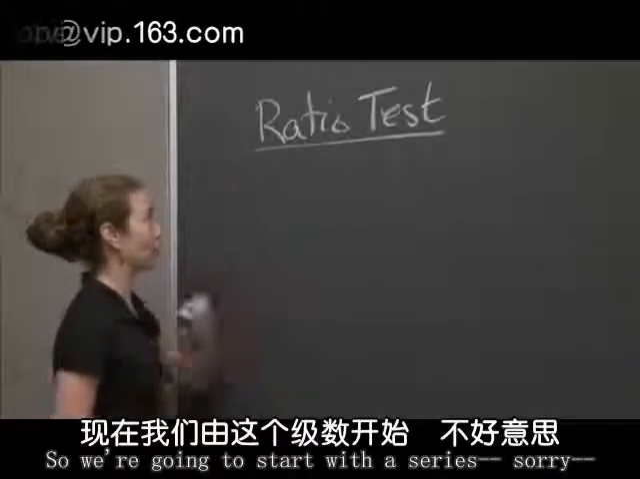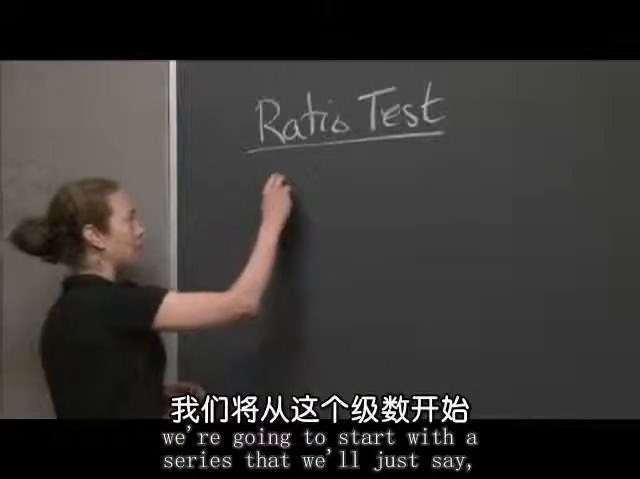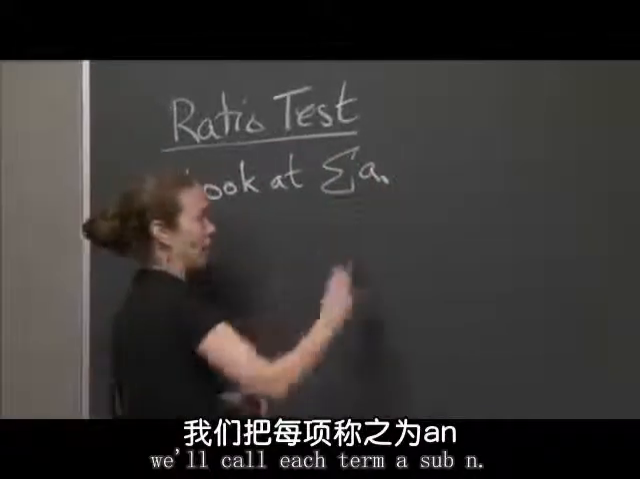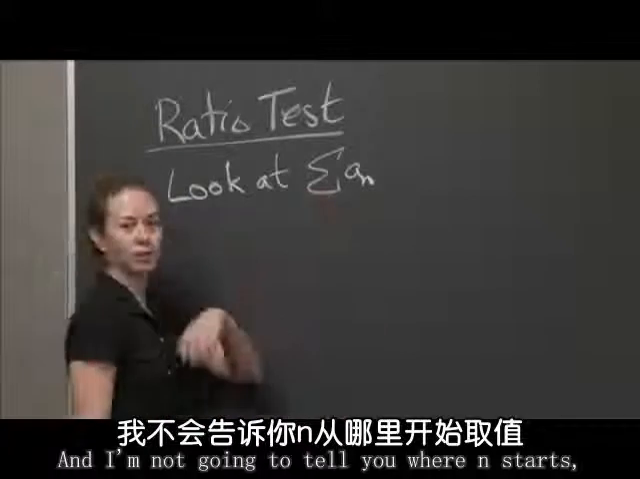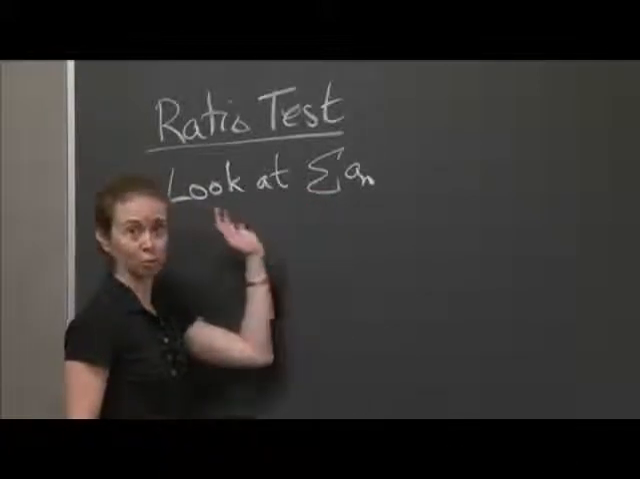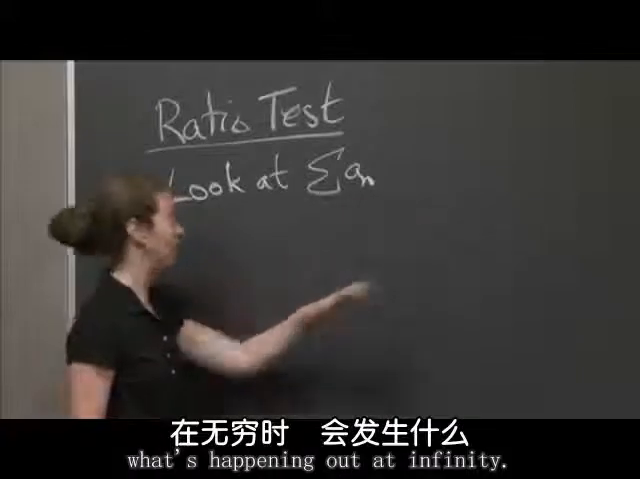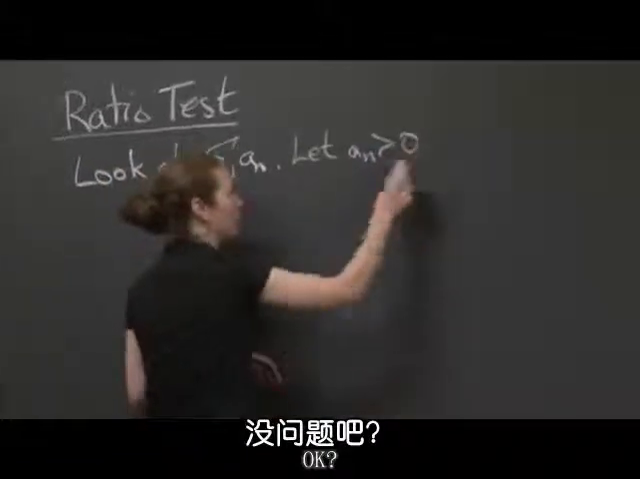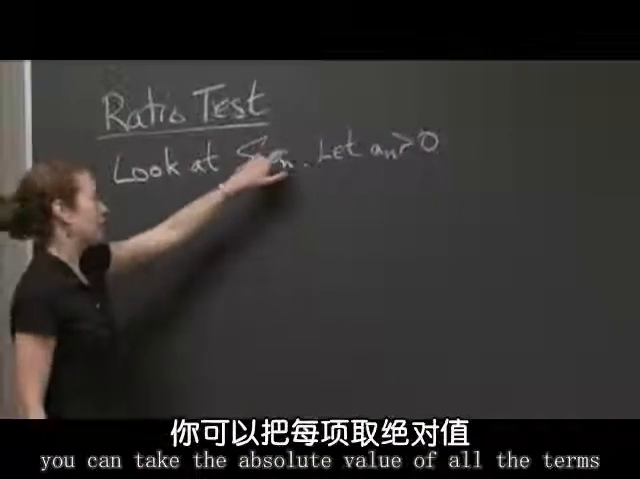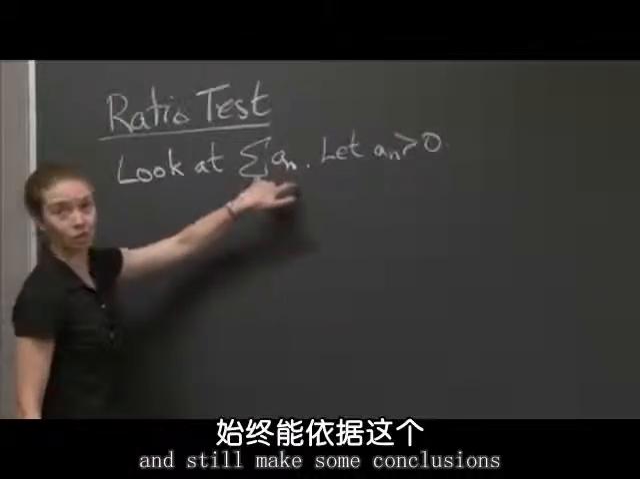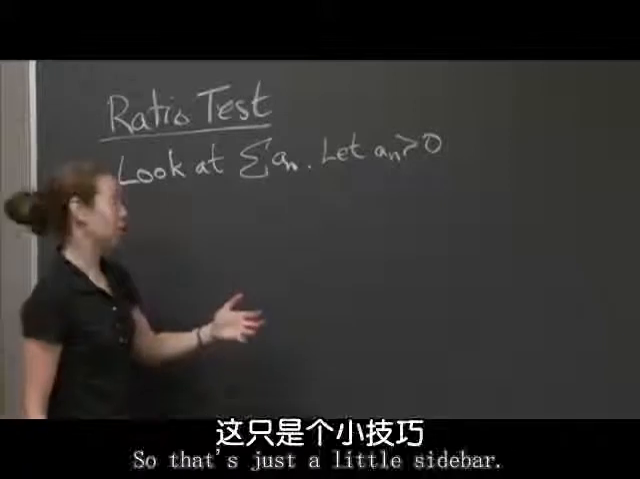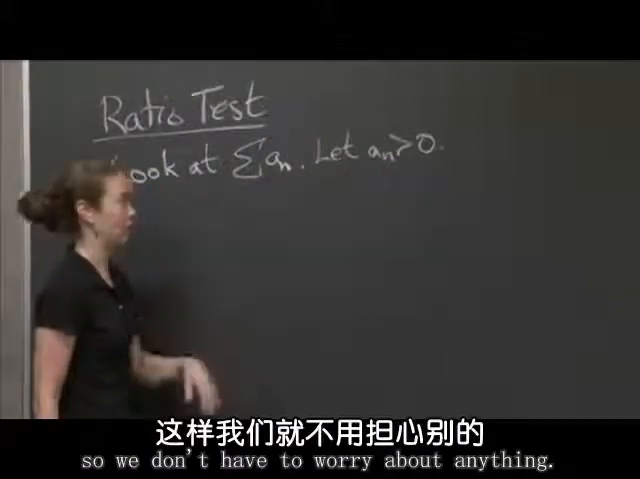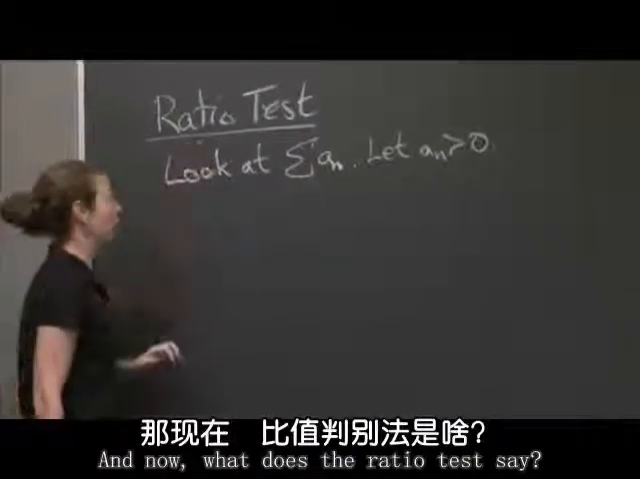We're going to start with a series, and we'll call each term a sub n. I'm not going to tell you where n starts because it doesn't matter. It's really only going to matter what's happening out at infinity. To make things simpler, we're going to let all the terms be positive. If they're not positive, you can take the absolute value of all the terms and still make some conclusions in terms of absolute convergence. That's just a little sidebar, but let's deal with all the terms positive so we don't have to worry about anything. And now, what does the ratio test say?